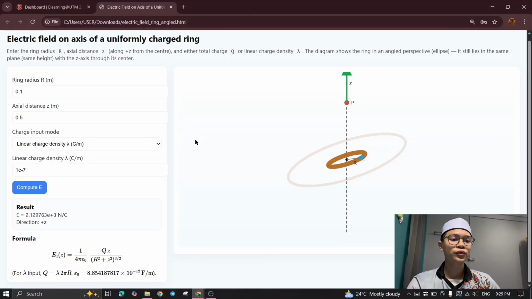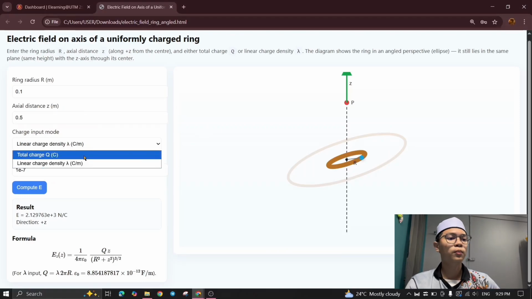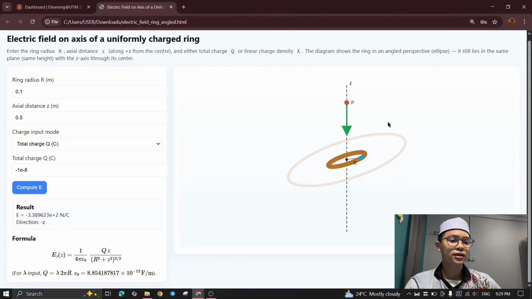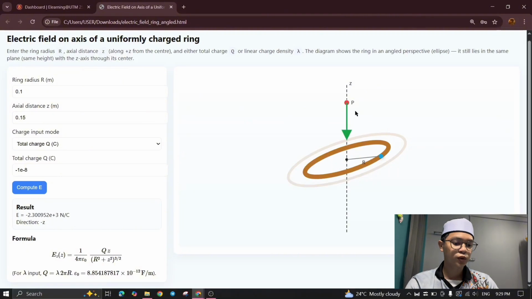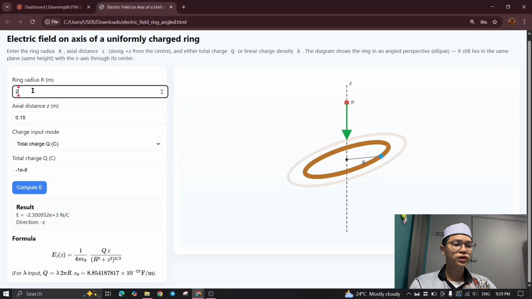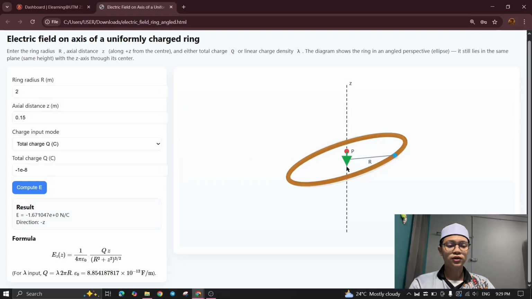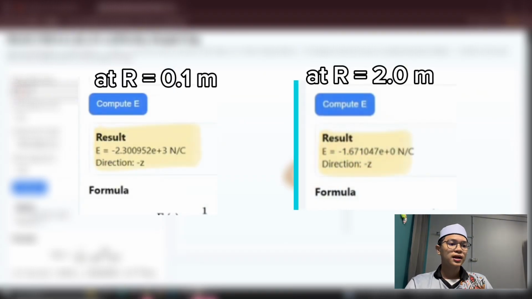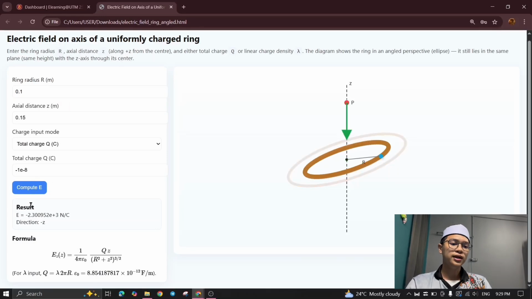Next, I will continue testing the application with 3 more parameters to verify the physical behavior. Firstly, I change the charge Q to a negative value. When the charge is negative, the electric field should point in the opposite direction. As shown in the simulator, E points in the negative z direction, which is exactly what our theory predicts. Next, I change the ring radius from 0.1 meter to 2 meters. As you can see, the electric field becomes much smaller after I increase the radius. This makes sense because when the ring gets bigger, the charges are farther away from point P, so the field becomes weaker.